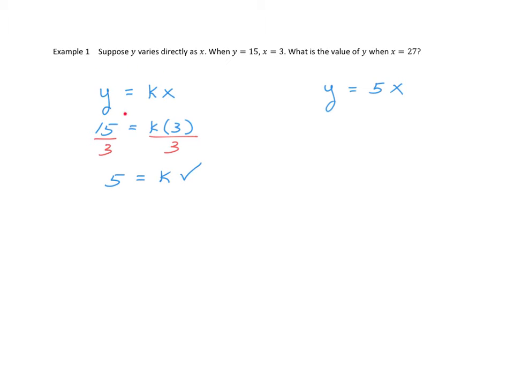All right, so I first set up my equation. I solve for k. I wrote this thing here. I can now figure out the value of y when x is equal to 27. All I have to do is put 27 here to get my answer. So y is equal to 5 times 27, and that value is, 5 times 20 is 100, so 135. And this is the answer to the problem.